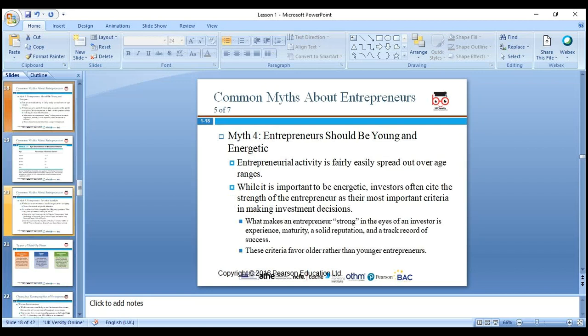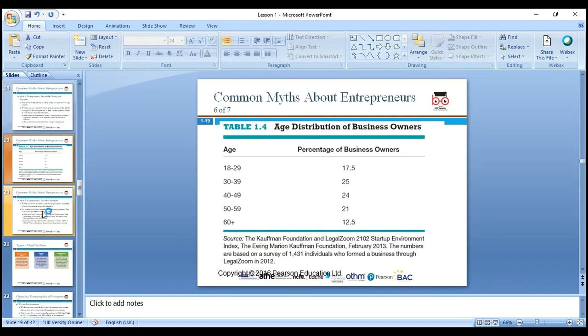Fourth: entrepreneurs should be young and energetic. Can only the young be entrepreneurs? Can only the young be really successful business people? No, it's not so. Different people have different thoughts, and different research has been conducted, which we can explore. The strength of the entrepreneur is the most important criterion in making the investment decision. What makes the entrepreneur strong in the eyes of investors is experience, maturity, solid reputation and track record of success. All this we need to look at to become a successful entrepreneur.